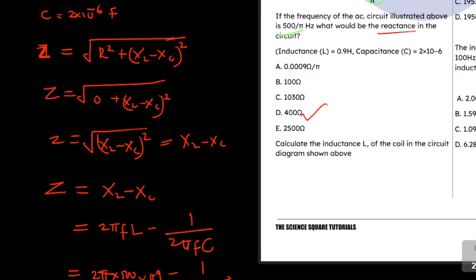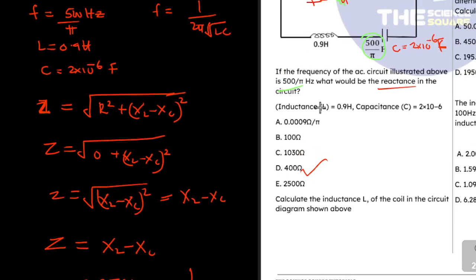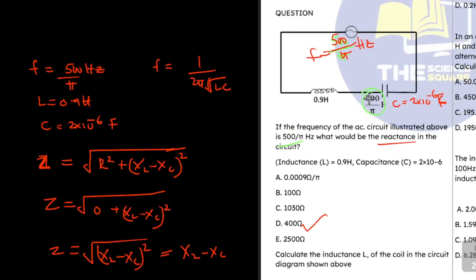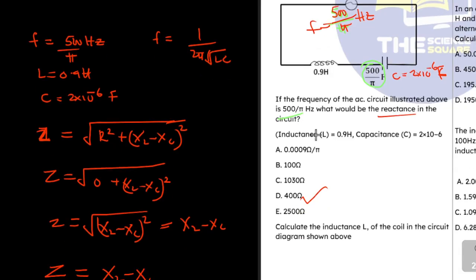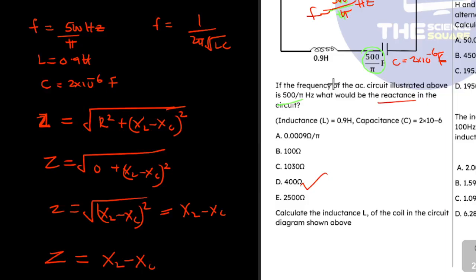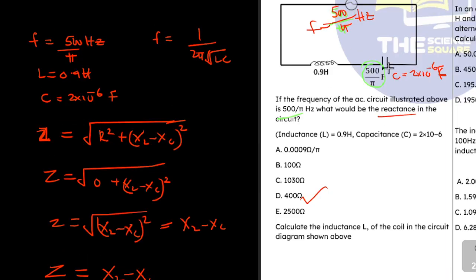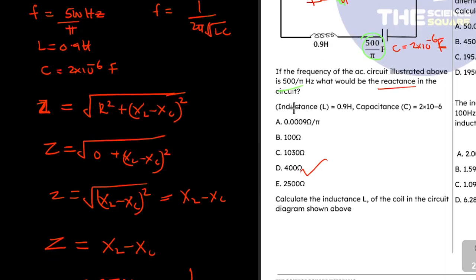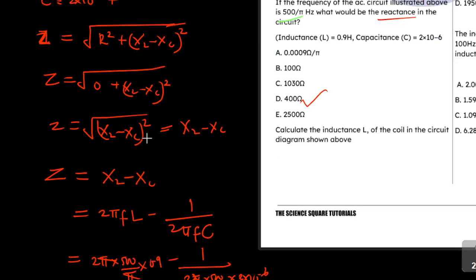Okay, so let's quickly have a recap on that question before we proceed to another question. In the question, we have a diagram. As I said, the diagram is not correctly drawn. This 500 over pi is the frequency. Then the inductance has been specified, the capacitance has been specified. Then we are calculating the reactance of a circuit that contains only an inductor and a capacitor. Since it contains only an inductor and a capacitor, just remember that Z is always equals to XL minus XC.